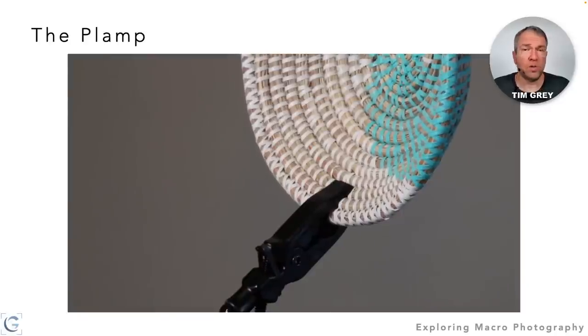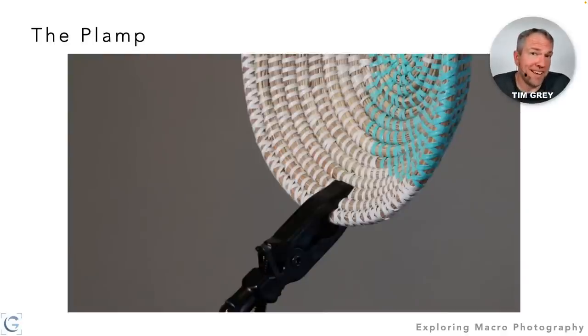And so I use this for all sorts of things. Obviously, as it was originally intended, to hold plants. So to take a flower and position it right in front of the lens just by maneuvering the plant clamp, as I'll show you here in just a moment. Here, to photograph a basket, for example, to hold a reflector. We'll talk about reflectors and diffusers a little bit later.